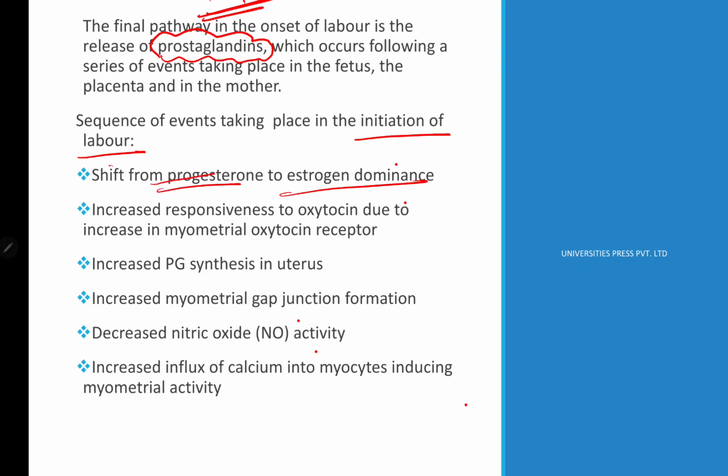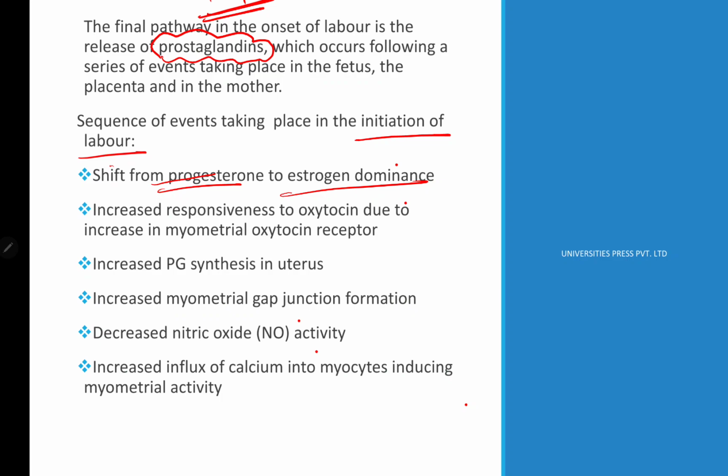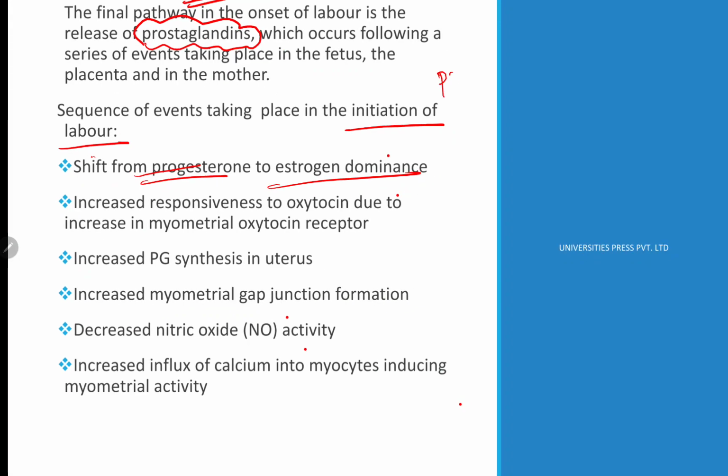During labor, we know that the main regulating hormone of pregnancy is progesterone. But for the baby to be delivered, there has to be a shift from progesterone to estrogen. This is the first step in labor. The progesterone dominance should not be there; rather, the estrogen dominance should be there.